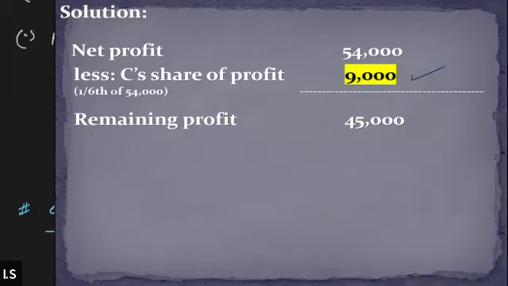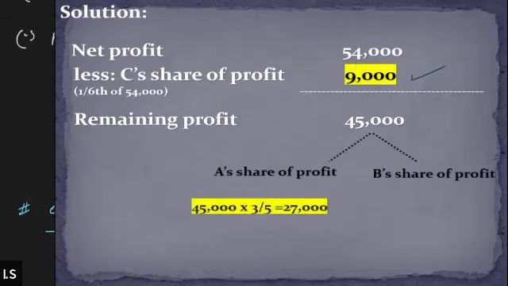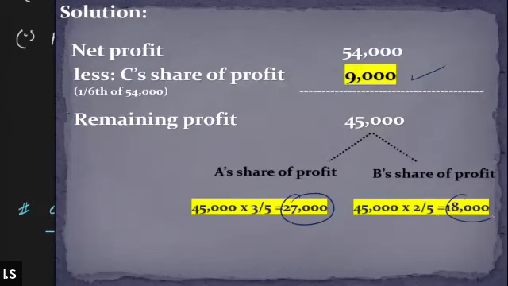Is that correct? Total profit was 54,000. Out of this, we will give 1/6 to C, and the remaining will be shared with the remaining partners, A and B. And in what ratio will we be sharing this? With A and B? Tell me. In the old ratio, that means 3:2. In the ratio of 3:2. So 45,000 will be transferred to A and B in their profit sharing ratio. 45,000 into 3/5 and 45,000 into 2/5. So A will be getting 27,000 and B will be getting 18,000.